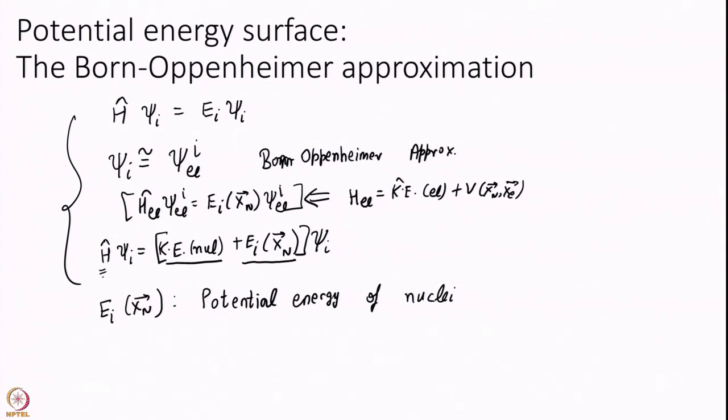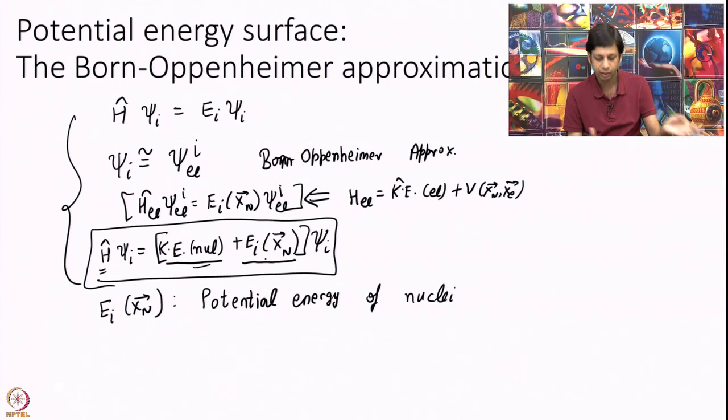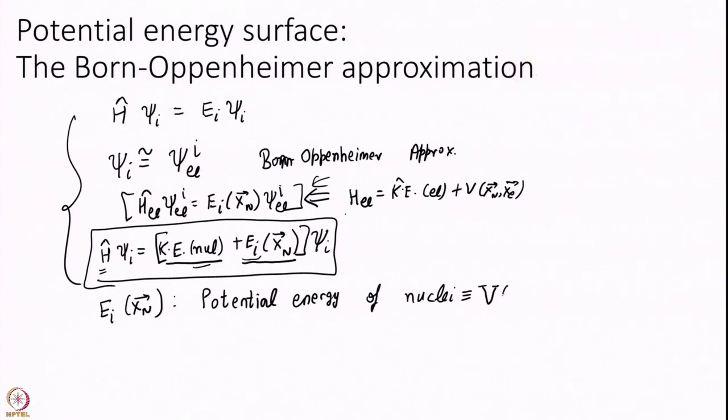We are able to get an equation finally, which looks completely like a nuclear kinetic energy plus nuclear potential energy. Okay. And I have somehow hidden the electronic part into this E_I, while I was solving this equation here. So, this is the trick. And therefore, I think of E_I of X_N as the potential energy of nuclei. And so, I will start writing this as V of X_N.